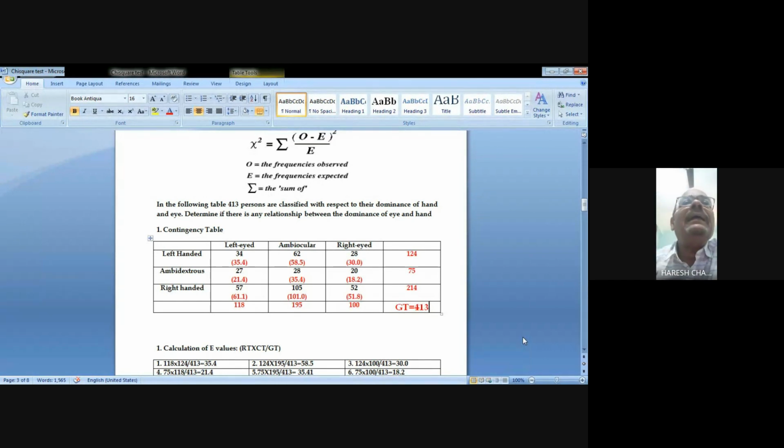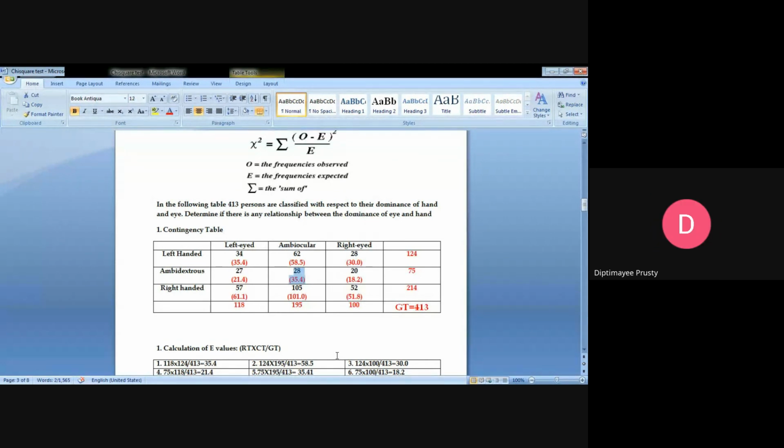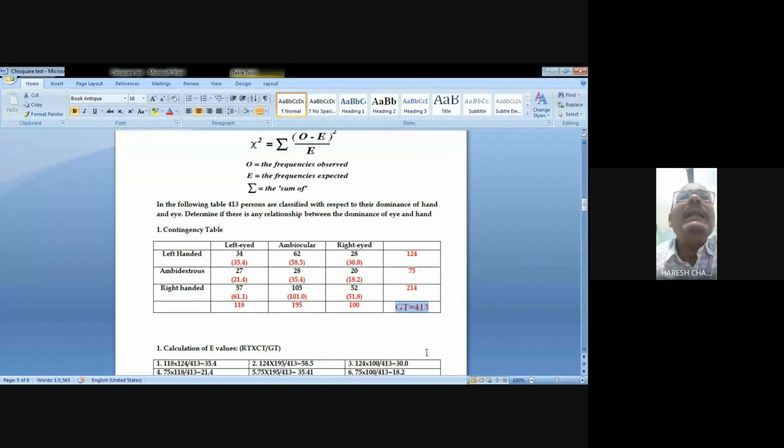Check three cells yourselves to see whether the calculation is right or wrong. What is the row total of 28? 75. Column total: 195. Now 75 into 195 divided by the grand total. Always the grand total is this 413. 75 into 195 by 413: 35.411. Sir, 35.4. Leave the second decimal.